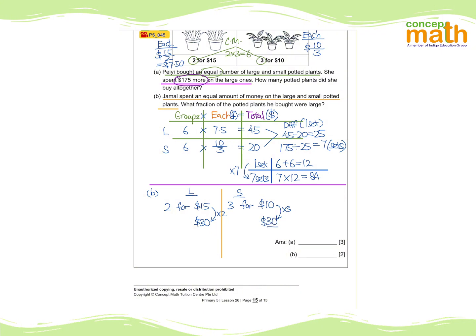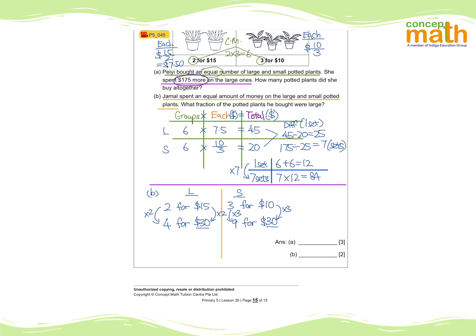So can you see that if he spends $30 on small potted plants and large potted plants, they are actually a repeated set of the 2 and 3 large and small potted plants, right? So as such, multiply by 2, multiply by 2. So for the large potted plant, Jamal could actually buy 4 large potted plants, which cost $30. And for the same $30, he will be able to buy another 3 times 3, 9 small potted plants for the same amount of money, $30.